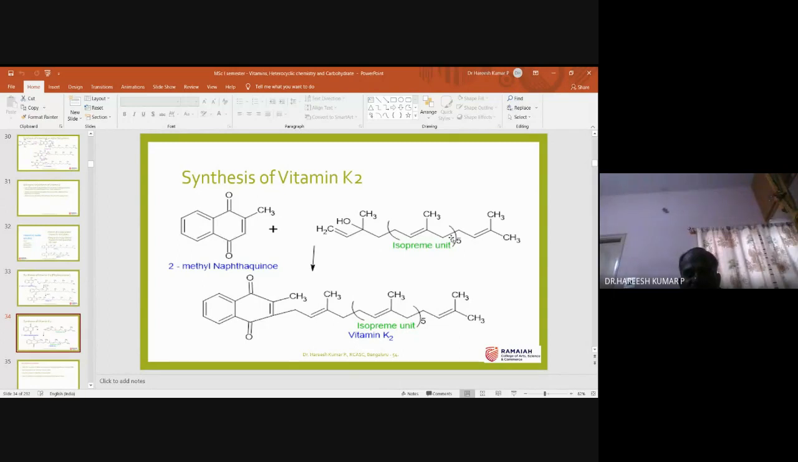So what will happen here? There will be a new bond formation between this carbon and this carbon. When there is a new bond formation between this carbon and this carbon, this bond pair is coming over here and this OH minus will go out. This OH minus takes the proton from here and goes out as water, a dehydration. So removal of water, forming vitamin K2. So this is about the synthesis of vitamin K2.